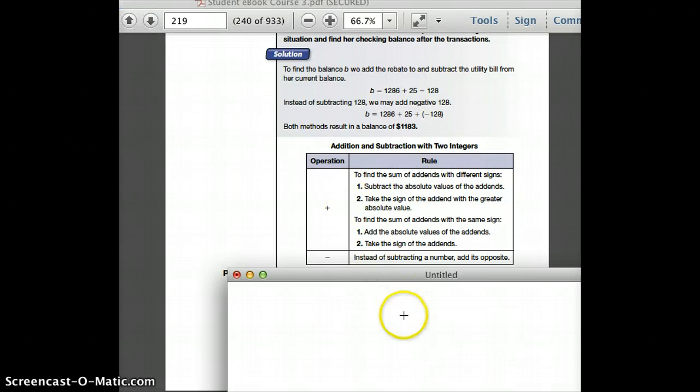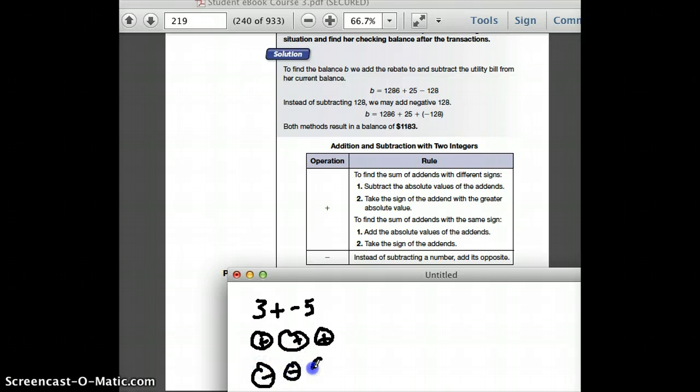My suggestion is that if you are adding numbers of opposite signs, you really have to think about it. You have to say to yourself, okay, I have 3 reals. I'm adding a debt of 5, right? Negative is a debt. You can even have a picture in your head. Here's 3 positive chips, and then I'm adding 5 negative chips: 1, 2, 3, 4, 5. Well, these cross each other out, leaving 2 negative chips.